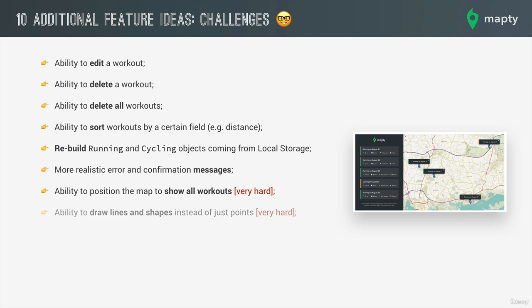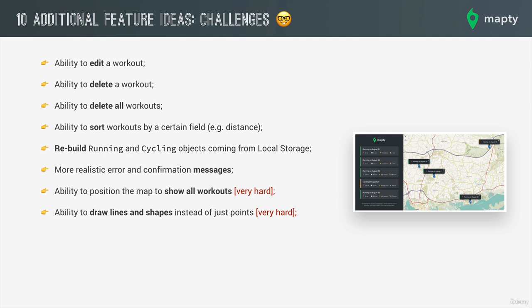Let's see another one, which would probably be even harder, which is the ability to draw lines and shapes instead of simply having a point for each workout. This would be a real challenge, and maybe it wouldn't be such a good idea to actually try this one out, but I wanted to leave this here as a potential improvement to this application. When you go on a run, of course, the run is not just on a point, but it's more like on a line or maybe like a circular shape or something like that. So it would be nice to have that instead of just a point.